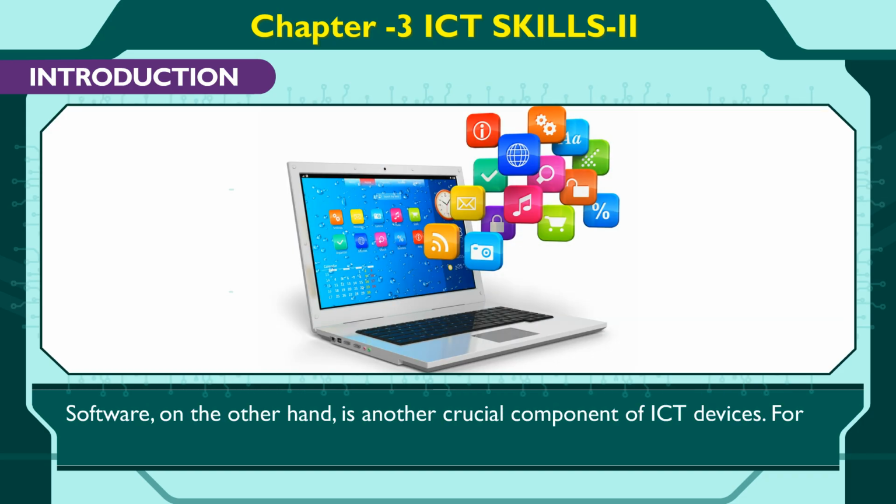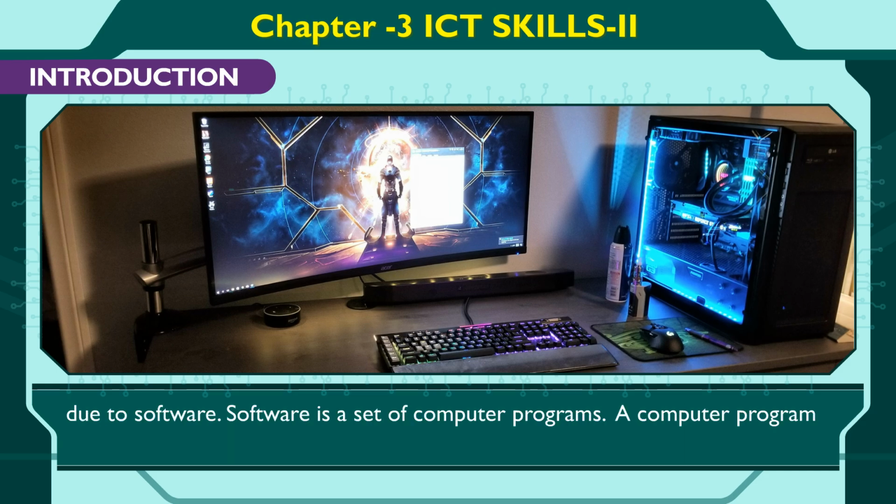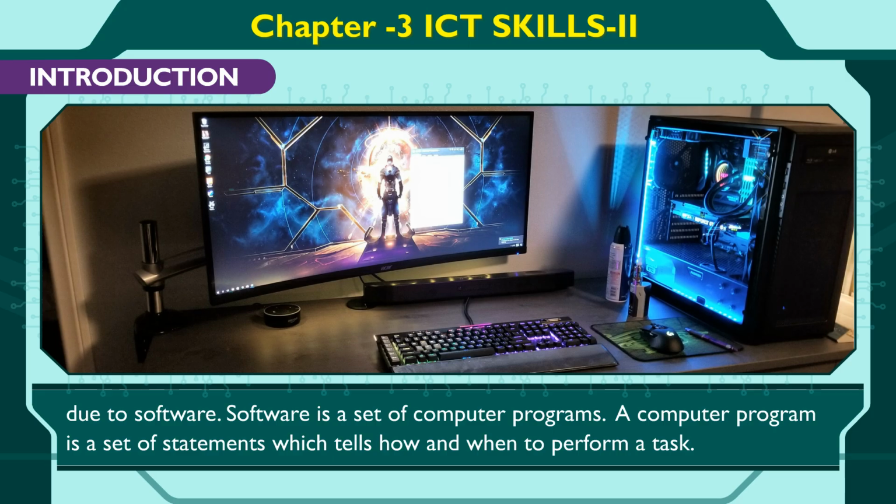Software, on the other hand, is another crucial component of ICT devices. For example, when we start a computer, the main screen appears, which is possible due to software. Software is a set of computer programs. A computer program is a set of statements which tells how and when to perform a task.